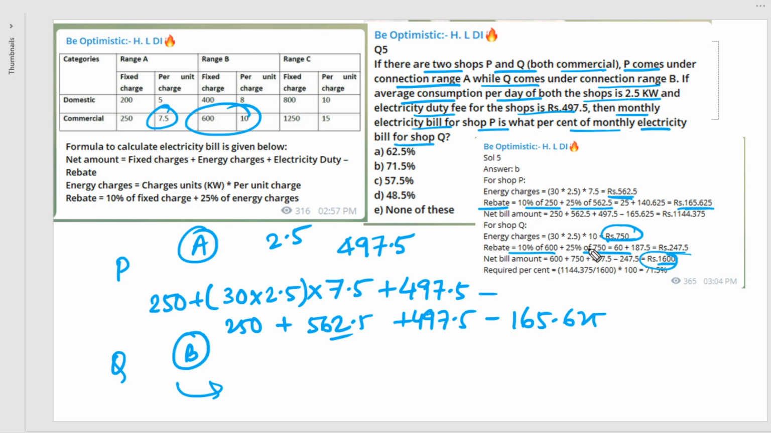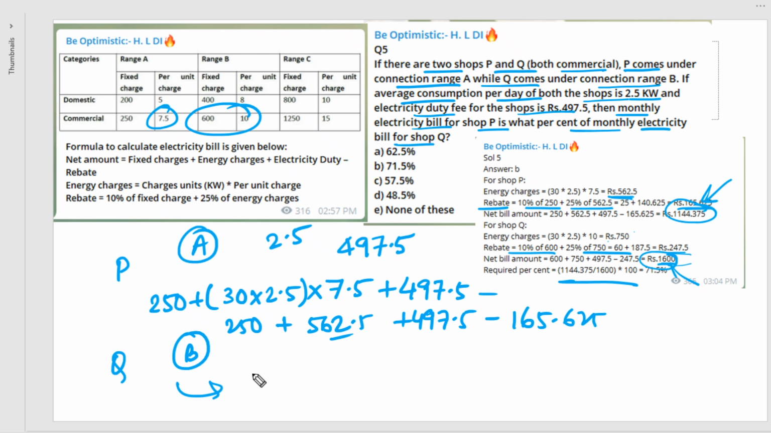Now you have to find the percentage, what will be your percentage, okay, right? Sorry, this is 1144, sorry, this is not. So for shop P, the monthly bill is 1144.375, and for shop Q the monthly bill is this. Now you have to take the percentage value. So it is a little bit calculative.